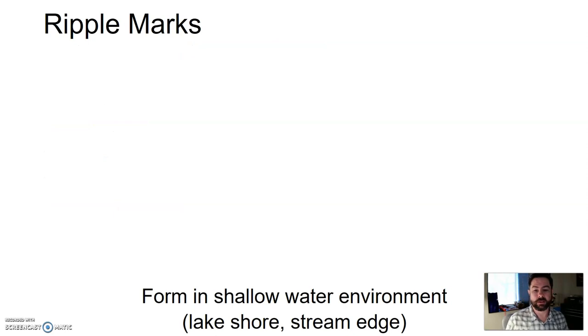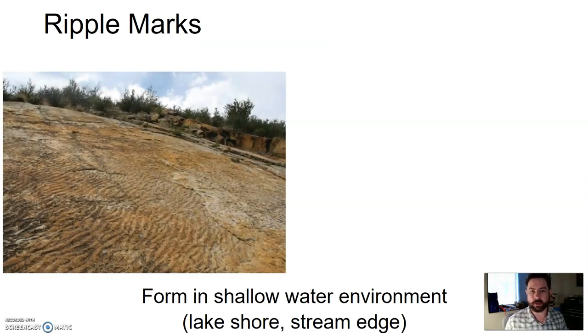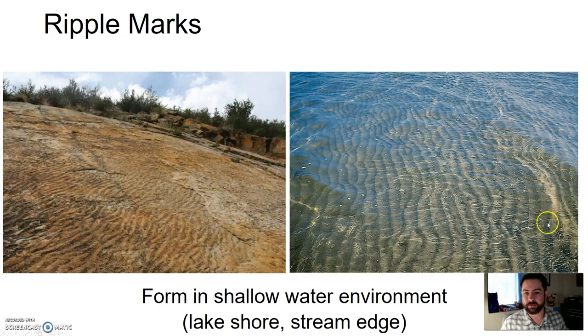Let's talk about it. So ripple marks form in shallow water environments. For example, this is where we'd expect to find ripple marks in sediment: very edges of lake shores, stream edges, gentle bays of the ocean. So when we see these in sedimentary rock, we can think, oh wow, in the past, this area must have been a shallow water environment. So the present is the key to the past. Uniformitarianism, say it with me now, uniformitarianism.